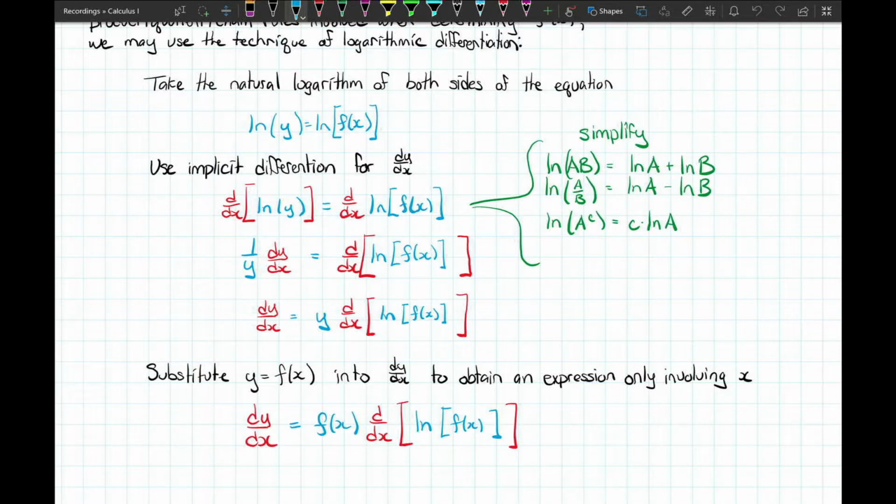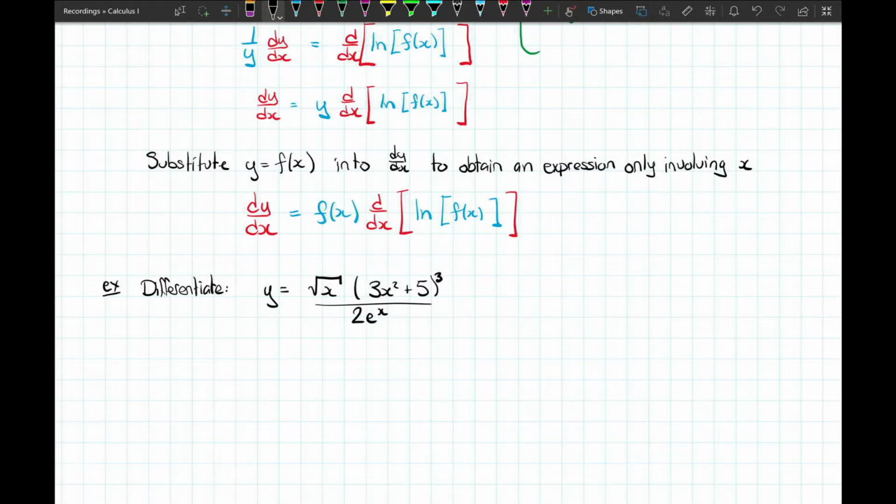Well, let's try an example of this. Here we have a function y equals root x times 3x squared plus 5 all cubed, all divided by 2e to the x. You can see we've got a power rule with root x, another power rule with 3x squared plus 5, and an exponential rule. But we've also got a fairly large chain rule, as well as product and quotient. So this would be a terrible derivative to do without logarithmic differentiation. Let's see how it turns out with this new technique.